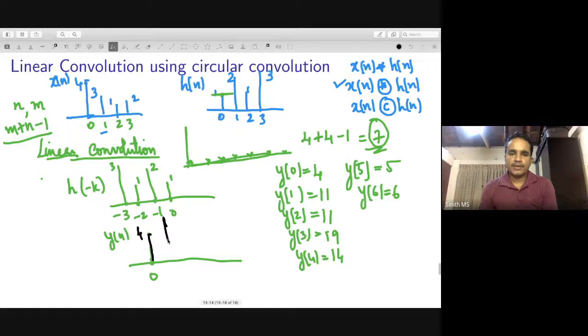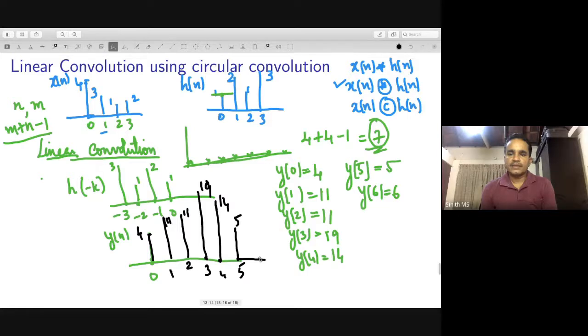Y of 1, you have a value of 11. Y of 2, you have a value of 11 again. Y of 3, you have a value of 19. Y of 4, you have a value of 14. Y of 5, you have a value of 5. Y of 6, you have a value of 6. Okay, so this is the signal that you get.